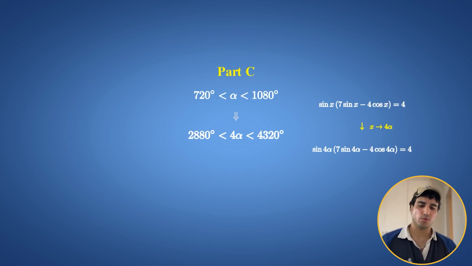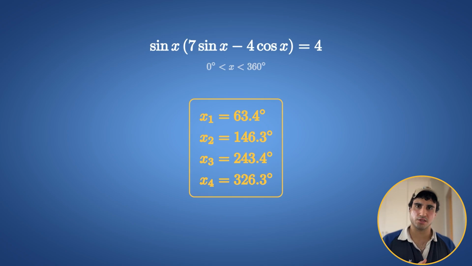So what we need to do is first think to ourselves, 4 alpha is between 2880 and 4320. What does that tell me? Well, considering it's the same equation, obviously our x value, because it wants the smallest x value, our smallest x value between 0 and 360 was 63.4. So we're going to be using that.